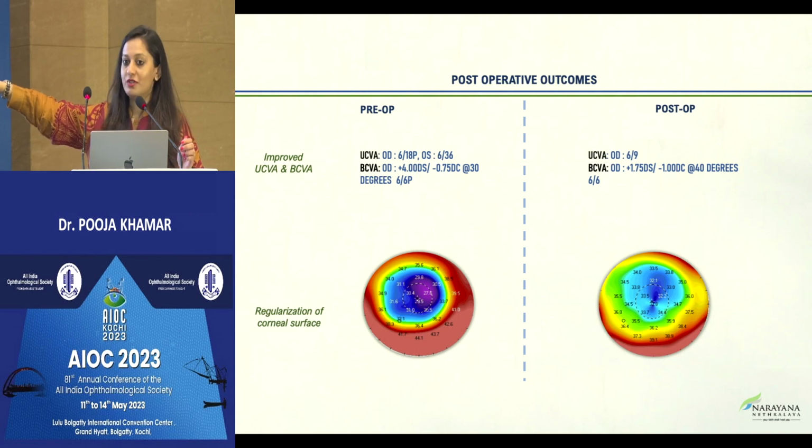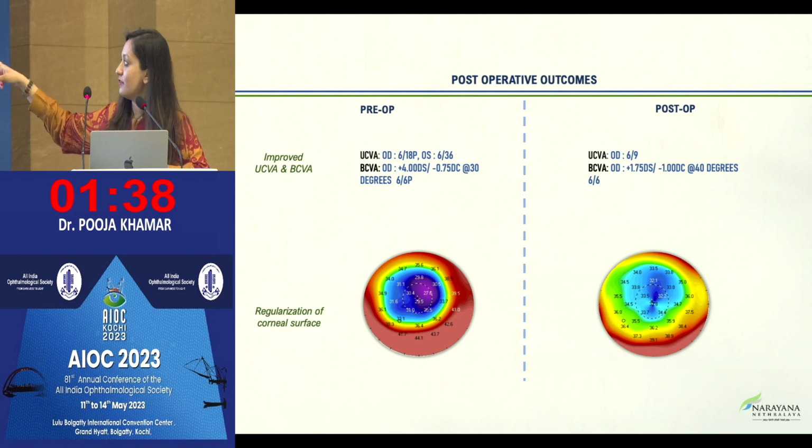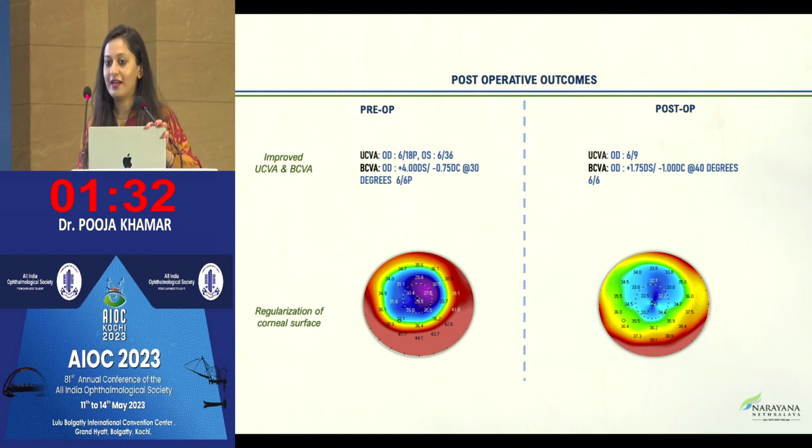So this is what it was. It was an extremely flat cornea. You can see the keratometry was 27 on the flat, and the calculators don't take it up. So we did a surface regularization for this patient, and this was the post-TCAT outcome. And that's when we proceeded with the cataract surgery.